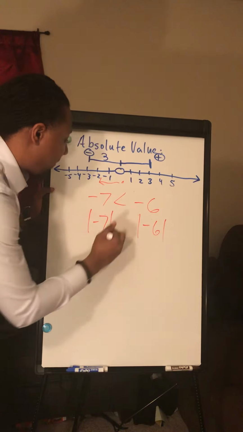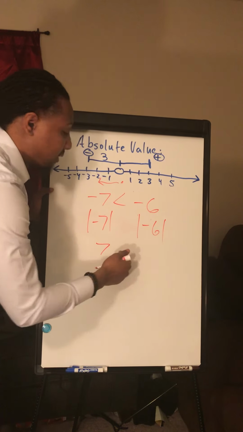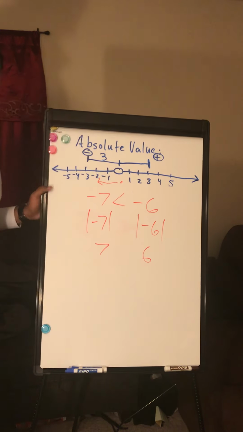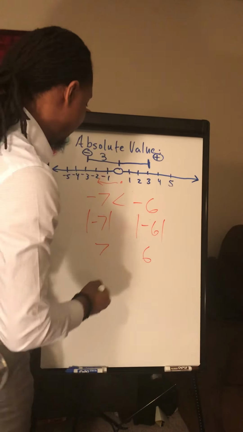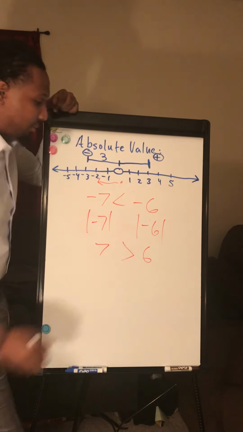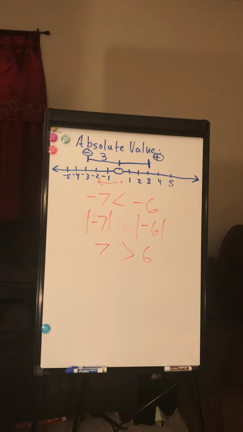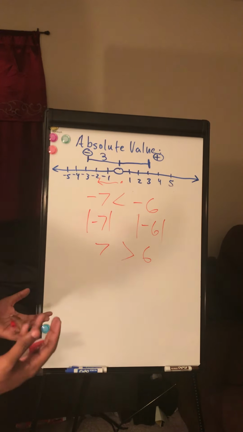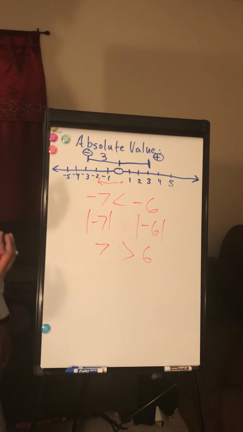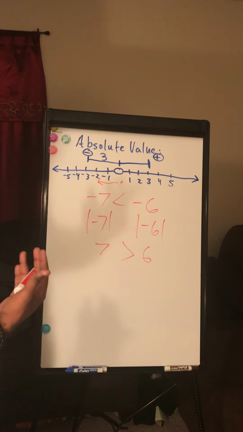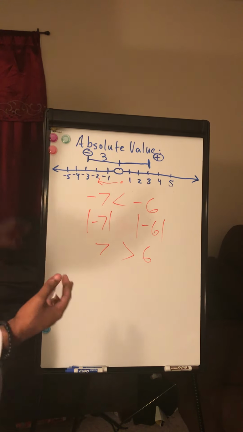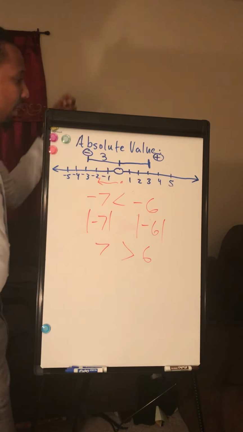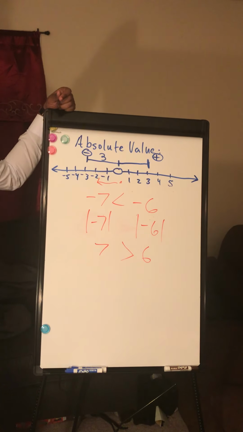The absolute value of negative 7 is 7. The absolute value of negative 6 is 6. 7 is clearly greater than 6. So when it comes to absolute values versus raw numbers, if we take the absolute values, we can clearly see the difference between the relationships of those numbers. And that concludes the lesson on absolute value.